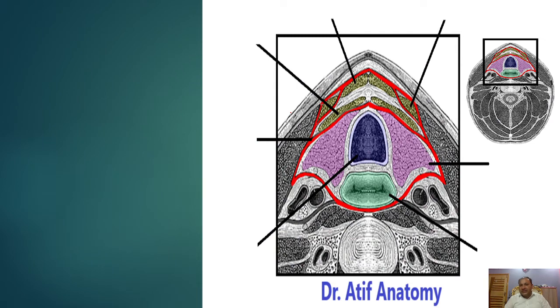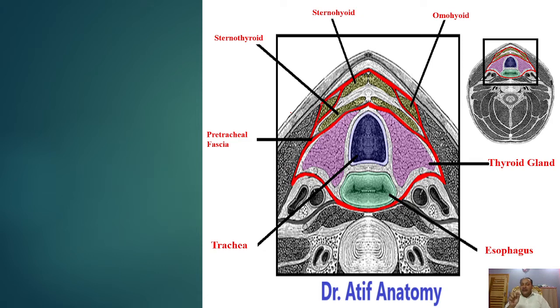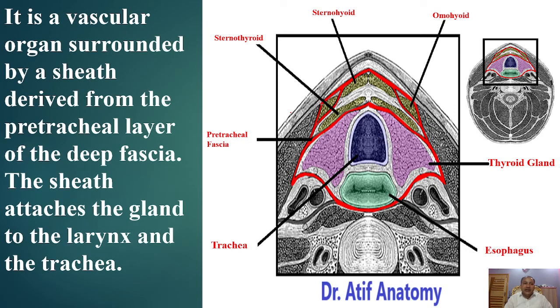Now we take a section at the C6 level. There is no such difference at the level of C6. We see that there is the esophagus, trachea, thyroid gland, pretracheal fascia and infrahyoid strap muscles. Infrahyoid strap muscles are sternothyroid, omohyoid, and sternohyoid muscles. There is only one infrahyoid muscle which is not in relation with this thyroid gland, which started from the oblique line of thyroid cartilage and inserted on the hyoid bone. That is called the thyrohyoid muscle. This muscle is not included, while all the other infrahyoid muscles are included.